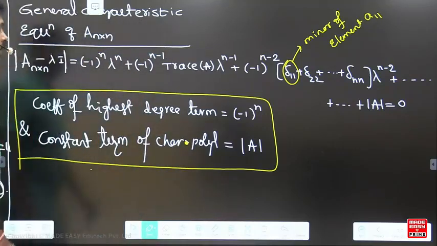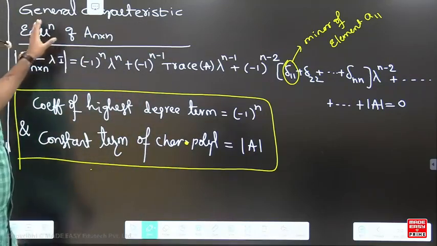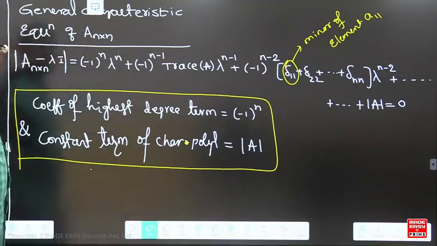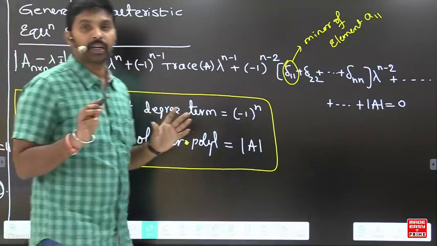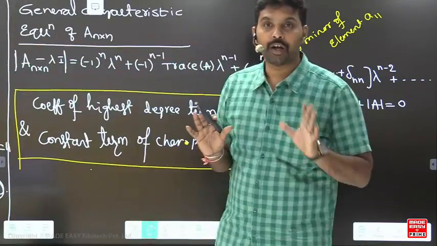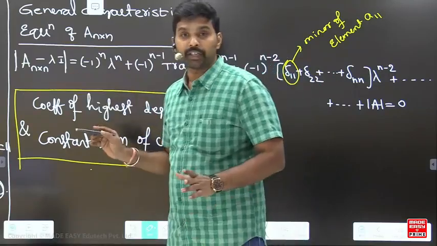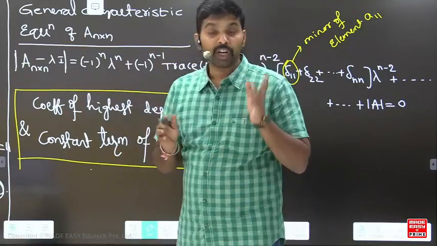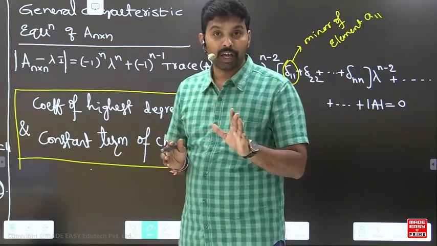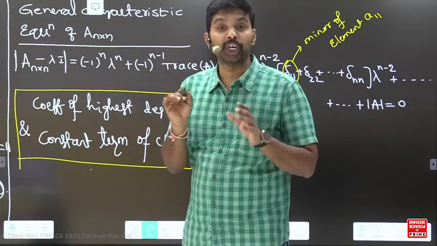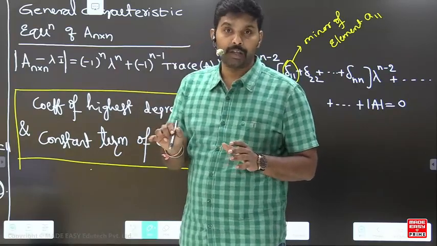Okay, I'll explain this. See, this is the general characteristic equation of an n by n matrix. How will the characteristic equation of an n by n matrix look in general? Look, you know that if A is an n by n matrix, the determinant of A minus lambda I will give you an equation in terms of lambda.